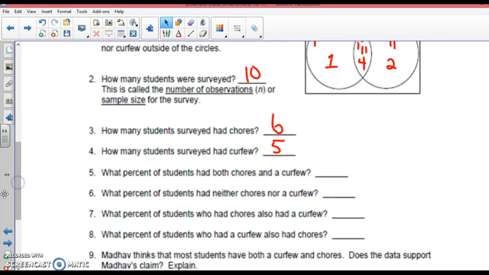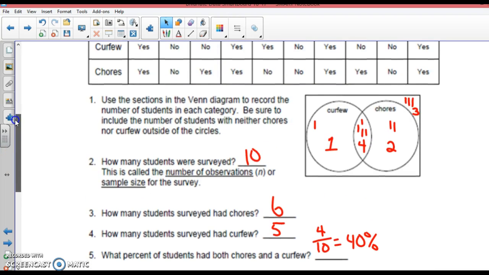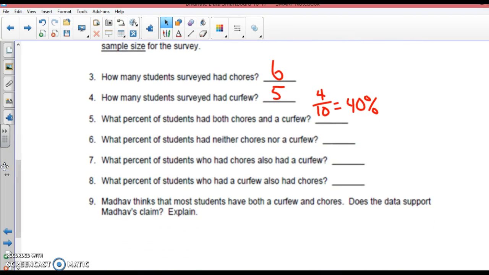What percent of the students had both chores and a curfew? Well, both chores and a curfew would be 4 out of 10, which is 40%. What percent of the students had neither chores nor a curfew? Well, there are 3 outside, so 3 out of 10, which is 30%.